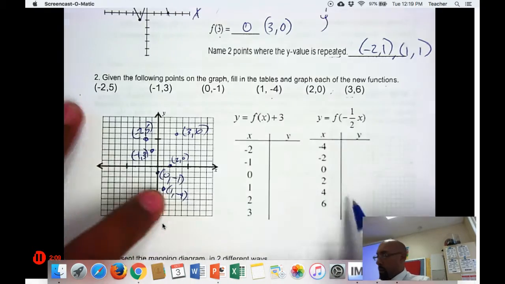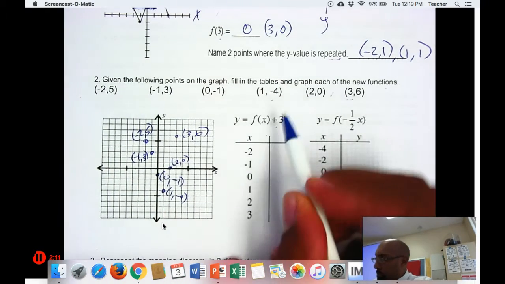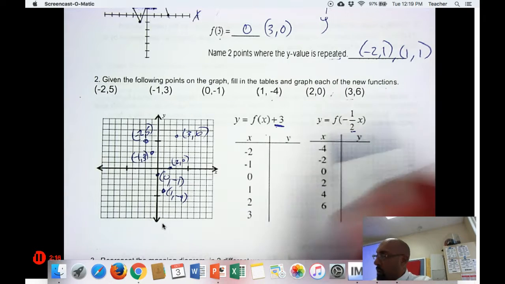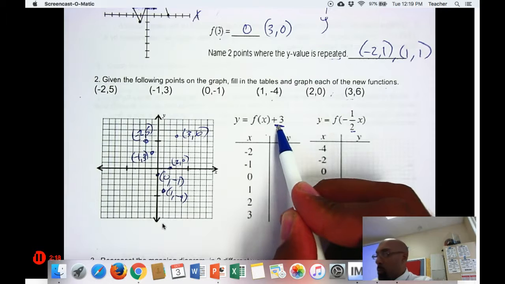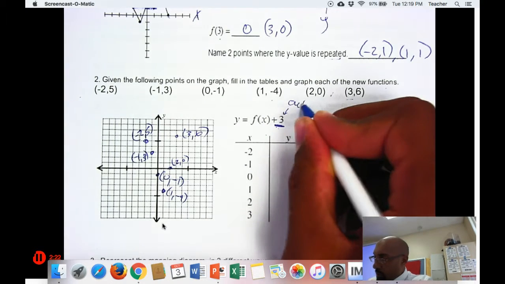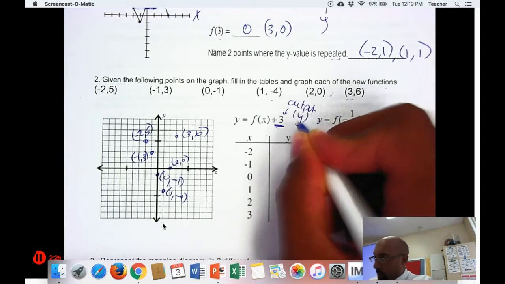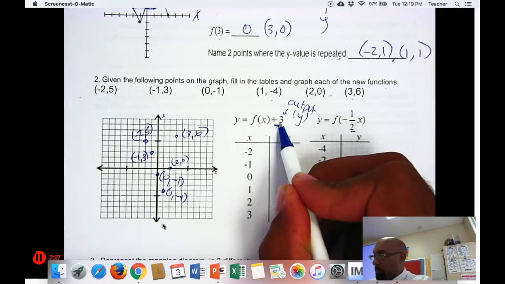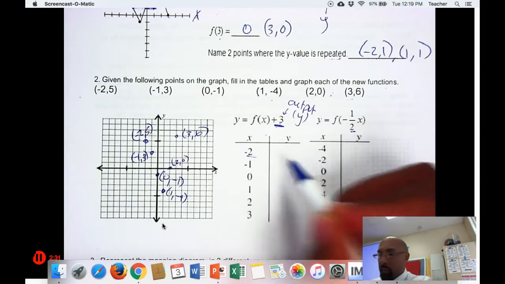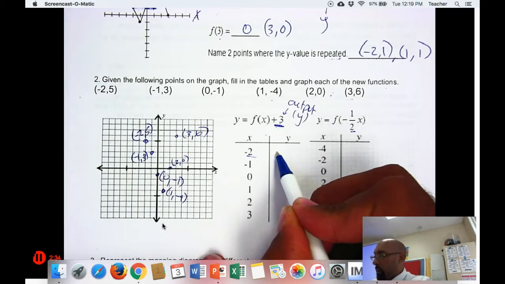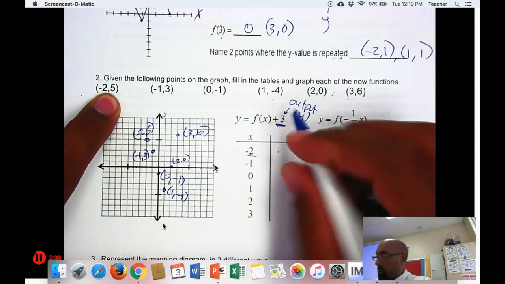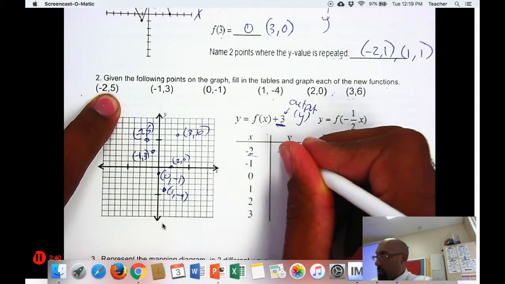And now we have to fill in the table. But remember, there's a transformation here, so we need to include that. So first, this is outside of the parentheses, so this is changing the output, or the y. So all we have to do is look at which point has -2 for the x and just add 3 to that y. So that would be the first point. So all I'm going to do is add 3. So 5 plus 3 is 8.